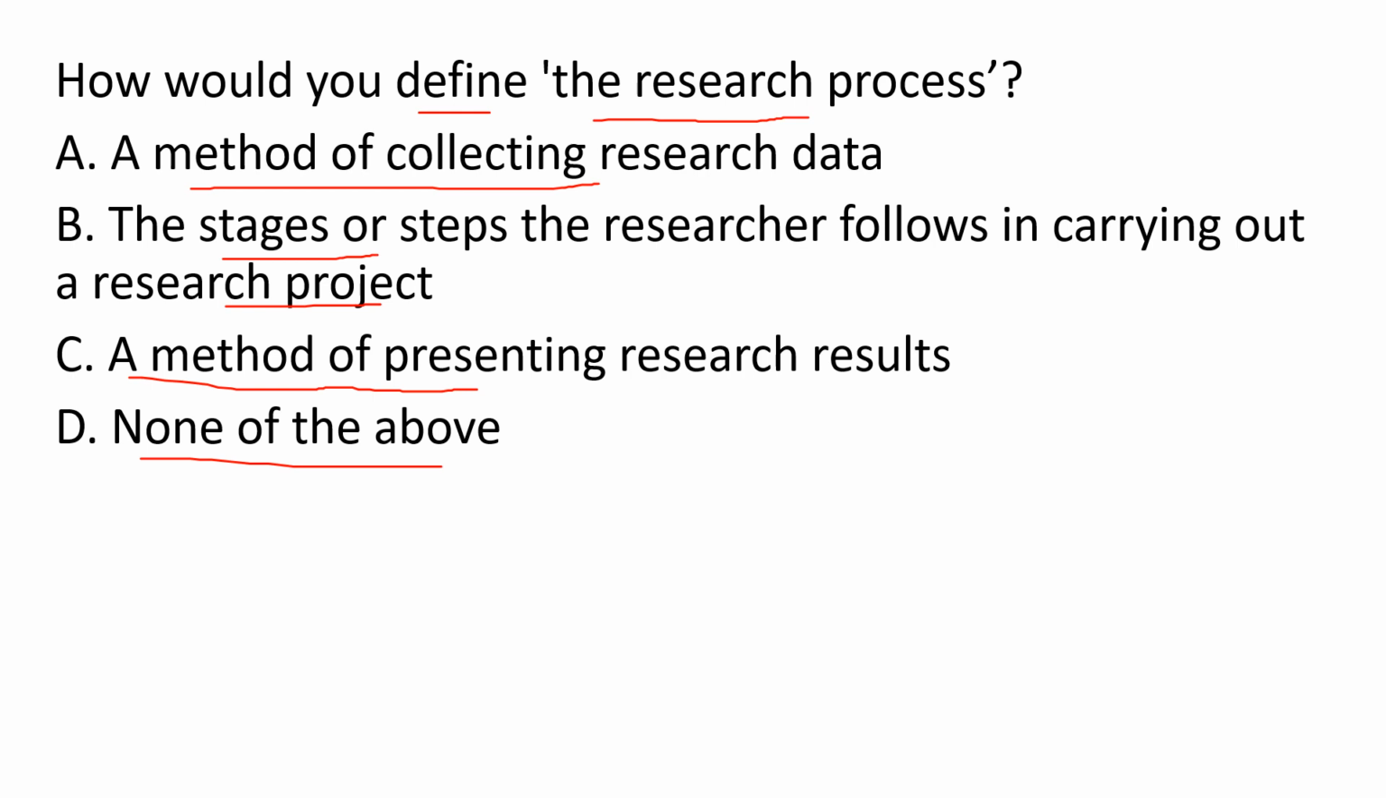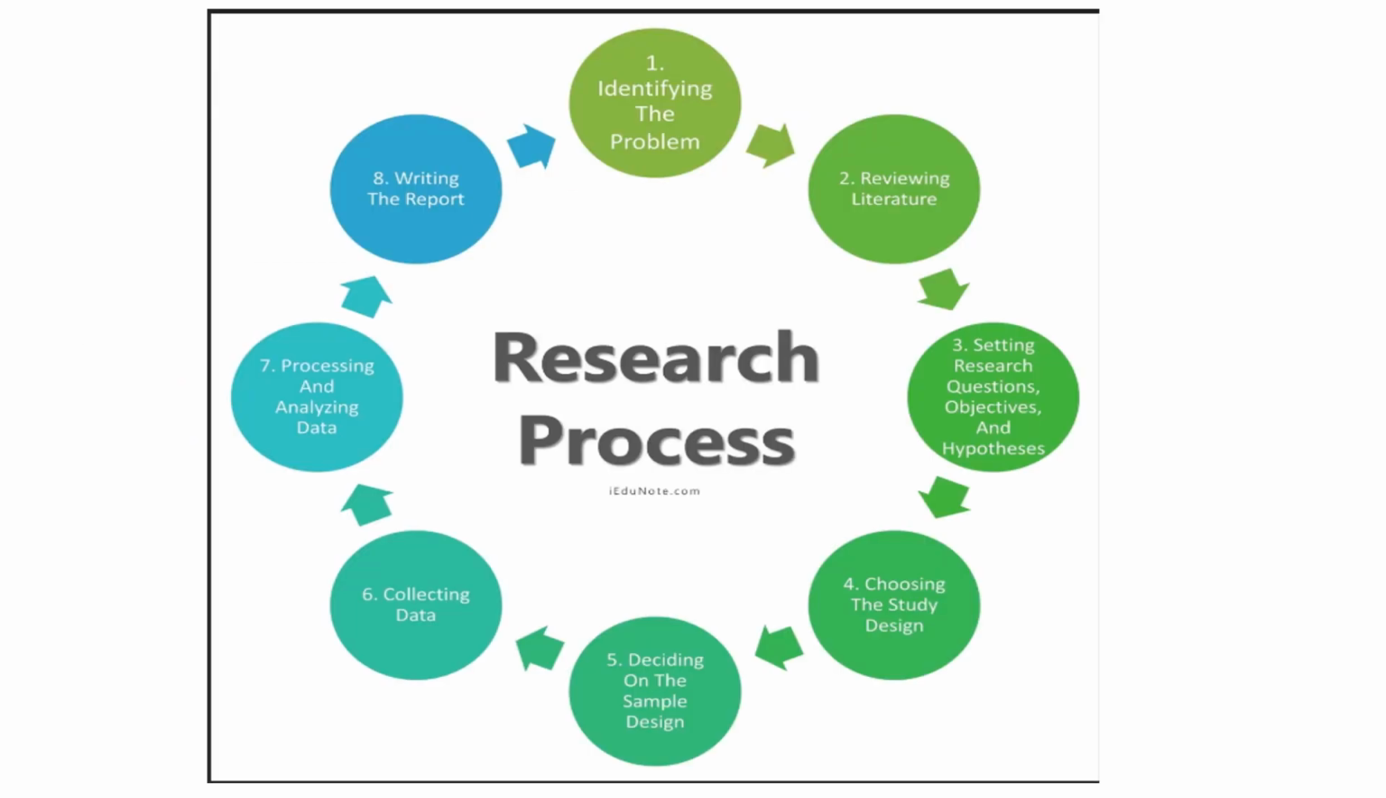Here the research process is the process of multiple steps in conducting the research work. Whenever you want to do research, there is a certain process or certain steps which the researcher has to follow. The research process includes various steps, which we are going to see further. So here you can see the different steps which the researcher has to follow while doing the research, in which the first one is identifying the problem.